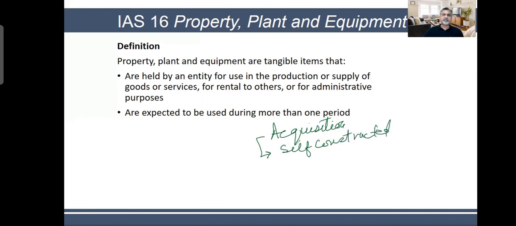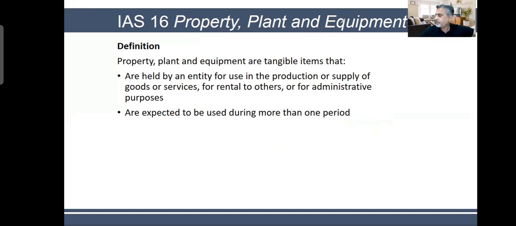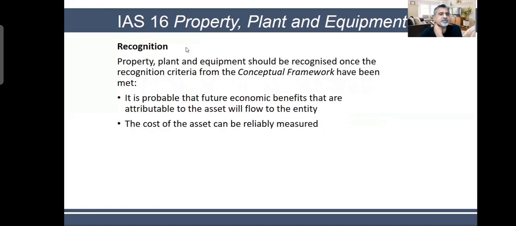Acquisition means that there is an apartment, there is a building, there is a house, there is a flat, you go there, you buy it. Self-constructed means that you constructed it by yourself. You purchased a piece of land and then you construct it. So once you become the owner of that asset and you need to book it, you need to add it into your books. The first thing is that you need to measure it. How much is the cost?